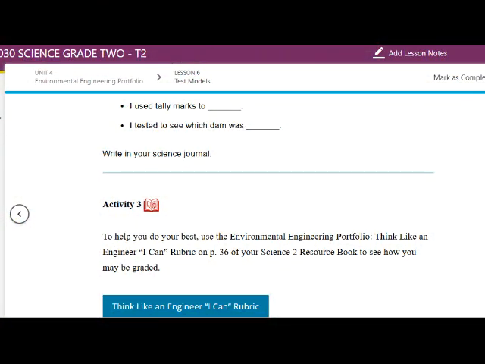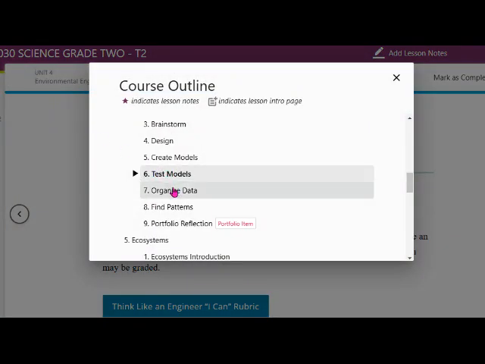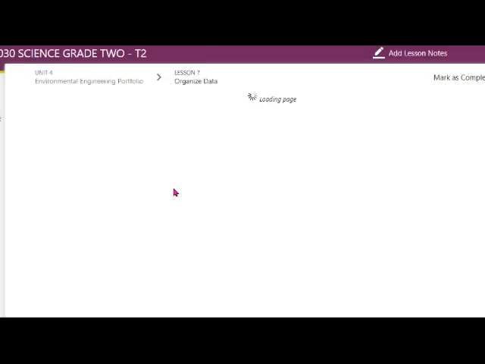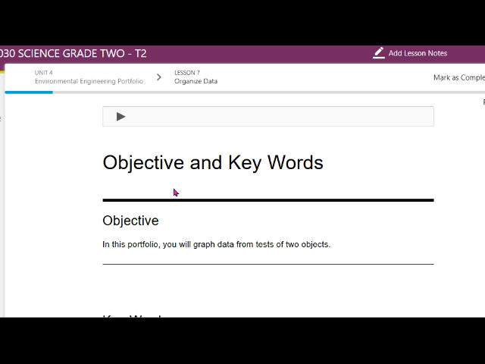So this is the end of lesson 6. Let's go ahead and move on to lesson 7. If you're taking a break again, that is absolutely fine. You can continue lesson 7 the following day. Remember, we're not going to turn this in until lesson 9, so we have a little bit more to go.